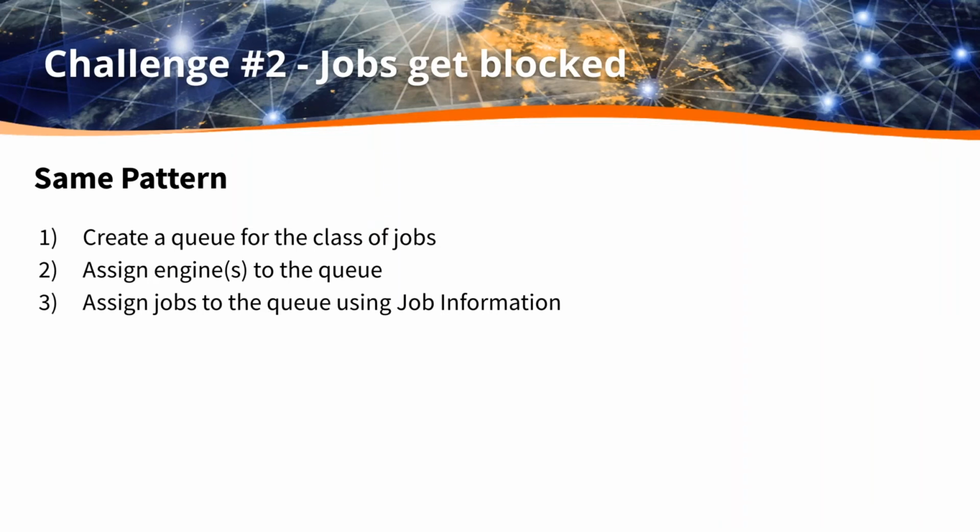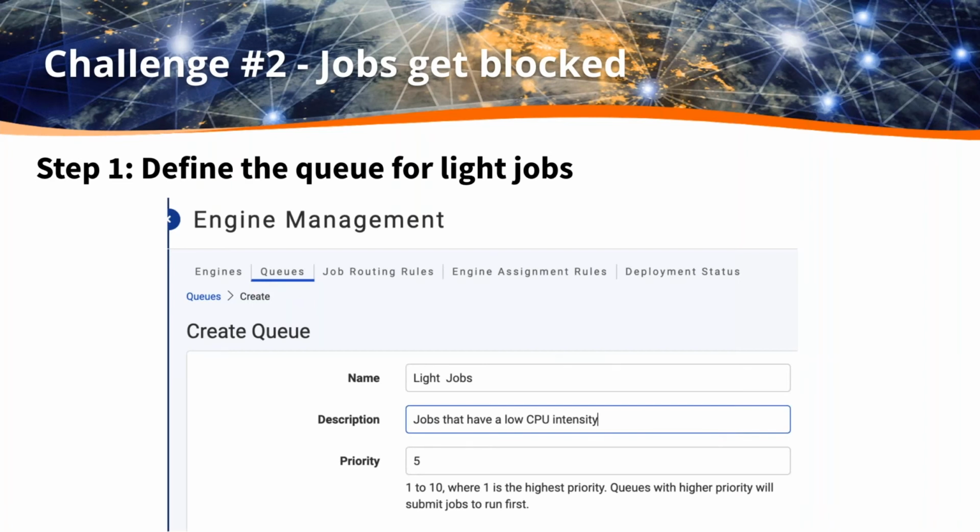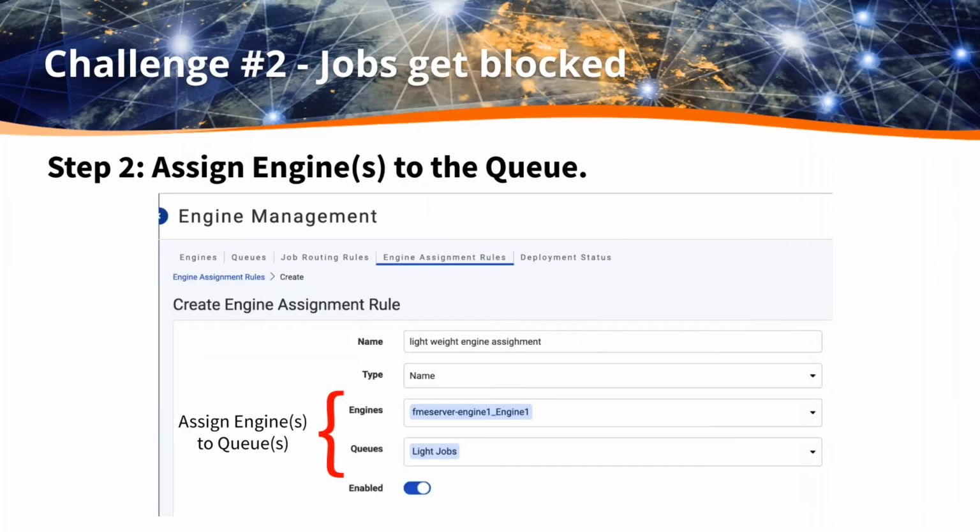So in this case, we create a queue called light jobs, for jobs that have low CPU intensity. And Rylan mentioned we could do it in any order. I did it in the other order, and it doesn't matter. In this case, we assign engines to the queue. So again, I picked FME Server engine one, underscore engine one, called light jobs.